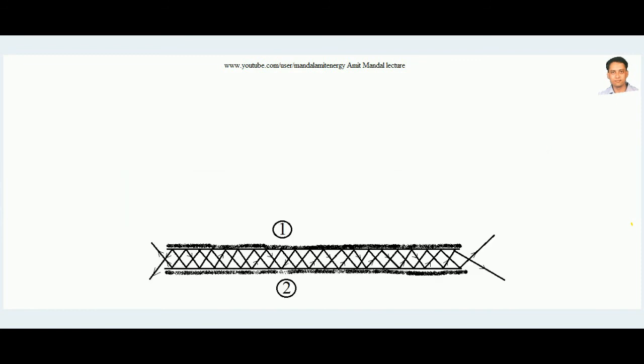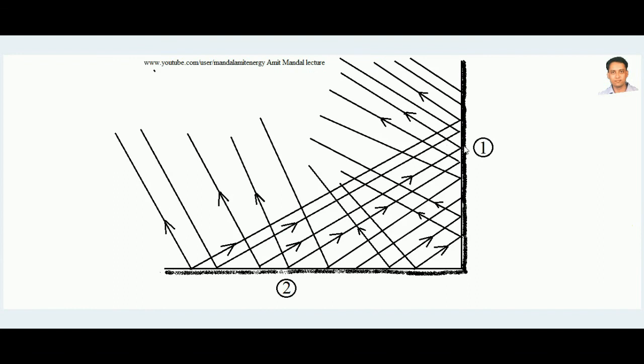Now suppose these are two surfaces, this is surface 1 and this is surface 2, and radiation exchange is happening between the two surfaces. Some radiations are coming from surface 1 toward 2, and some from surface 2 toward 1. Here surface 1 is very close to surface 2 and the surfaces are parallel to each other. In case surface 1 becomes like this, the orientation is changed. In this case also radiation exchange is happening. Surface 2 is radiating toward 1 as well as 1 is radiating toward 2.